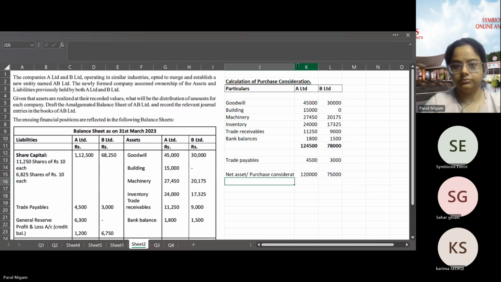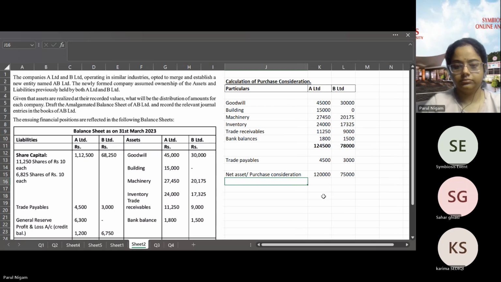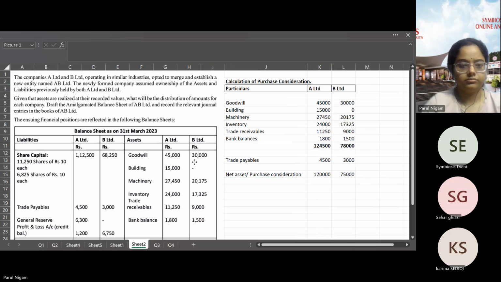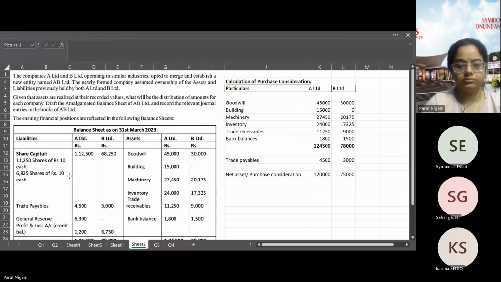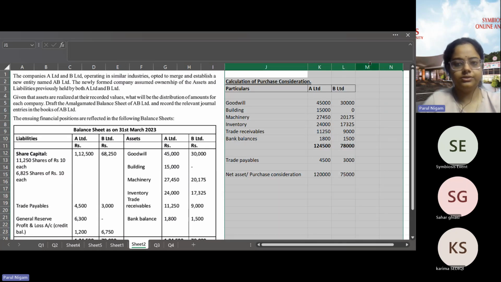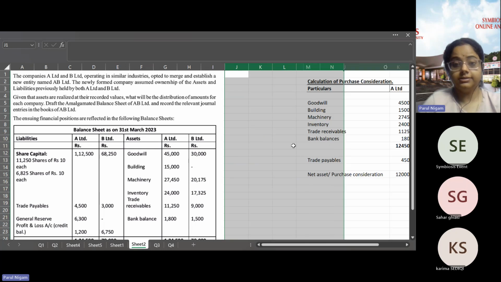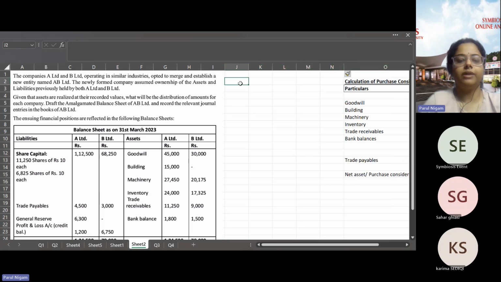Okay. So this part is clear to everyone. Now we can start with the journal entries. Yes, ma'am, this part is clear? Actually, your entire chapter is very easy. The only thing is you need to practice, because you should know what you have to do after what.